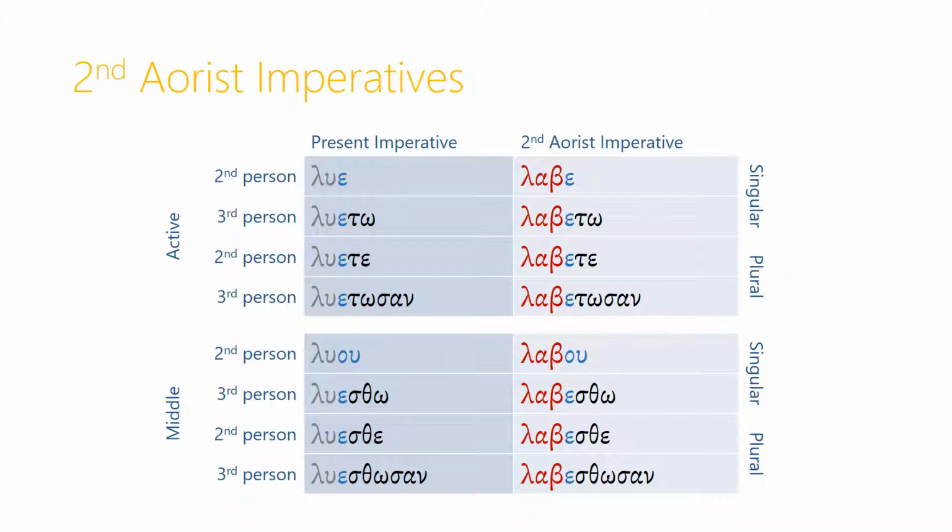The aorist forms here, remember, don't take the augment. Again, why? Because the imperative mood is not the indicative mood.